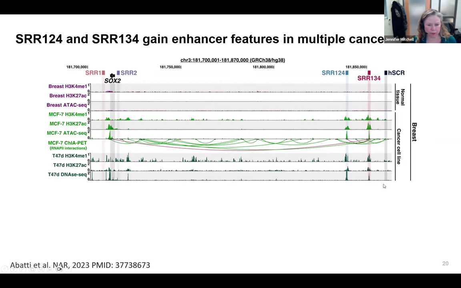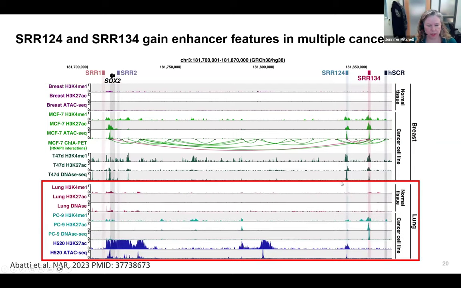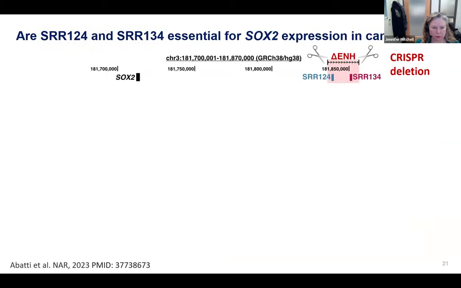Similar story for another breast cancer cell line, which is T47D. And then also in lung cell lines, we saw that these enhancers were displaying features associated with open chromatin and histone modification, suggesting they might be active enhancers in a few different lung cancer cell lines. And this was different from the normal lung tissue, which doesn't tend to be accessible or histone modified. And so now we had some cell systems that we could work with.